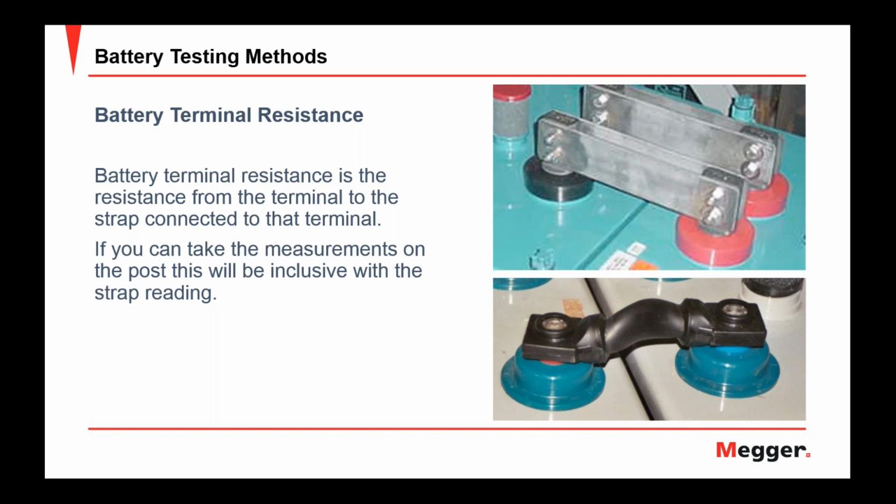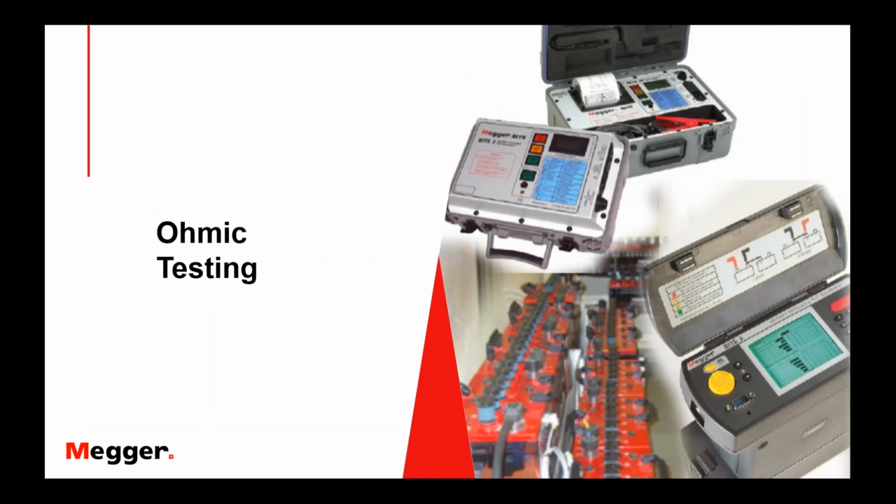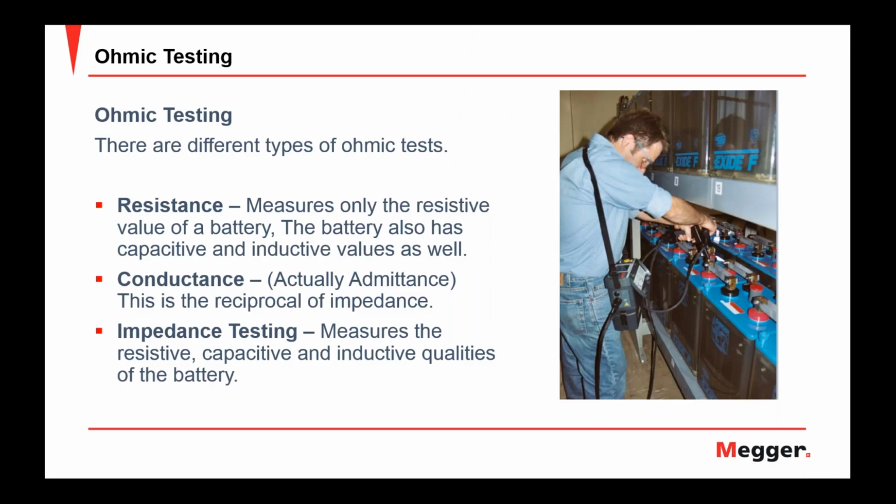Typically, IEEE will tell you if the strap impedance or resistance has changed by 20%, you should really take them apart, clean them, put them back together, and retorque them. So let's talk about some ohmic testing here. There's basically 3 types of ohmic tests. You have resistive, conductance, and impedance testing.